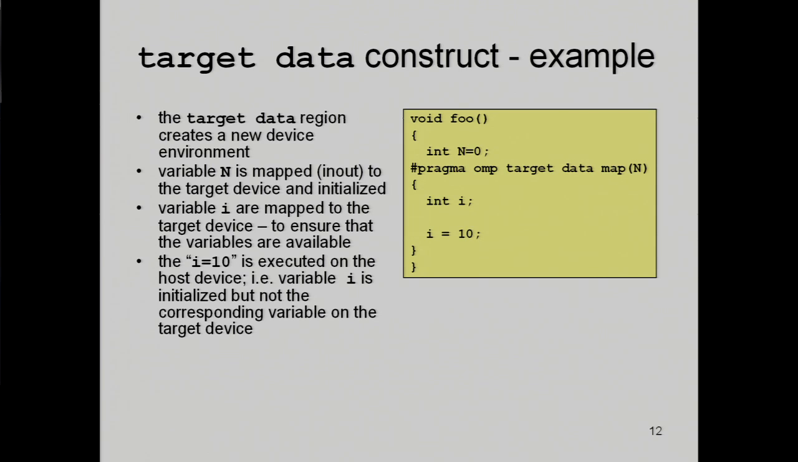One is the transfer in at the beginning, and the other is the transfer out, because by default this map is in-out. After the region, when I modify n somewhere on the device and then print n, I will get the variable that I modified on the device. So that is the idea.